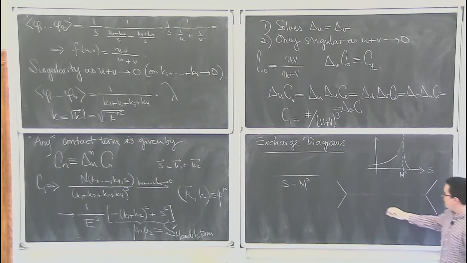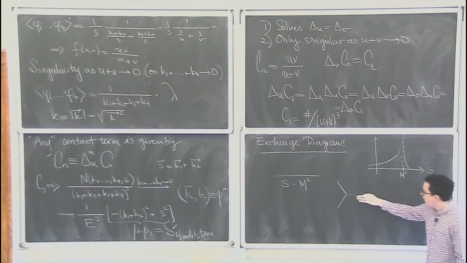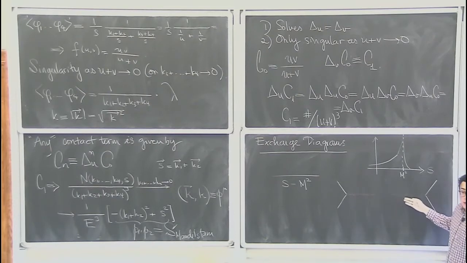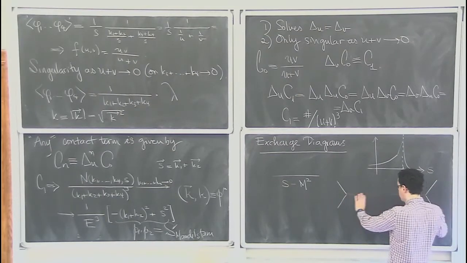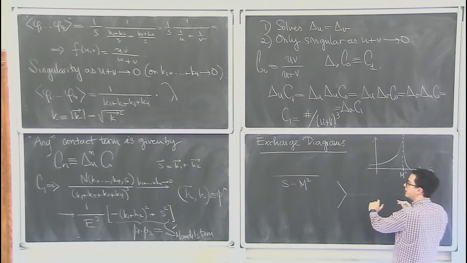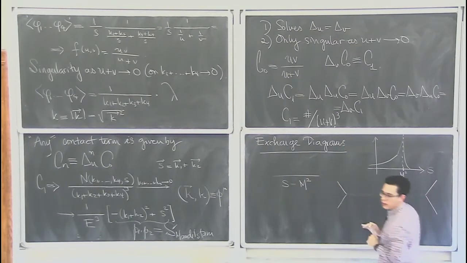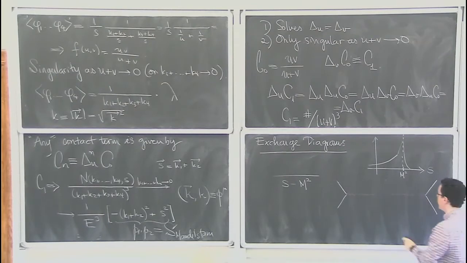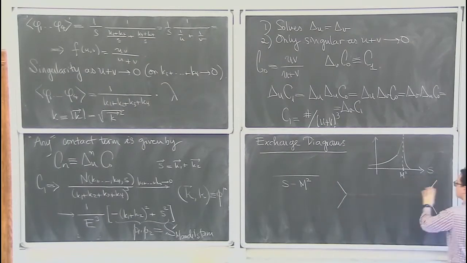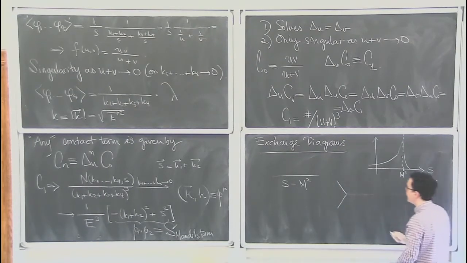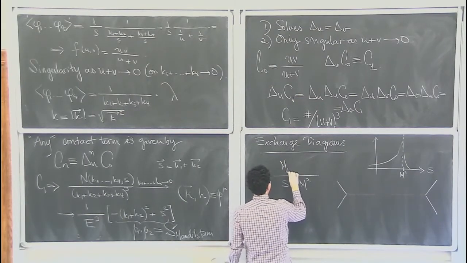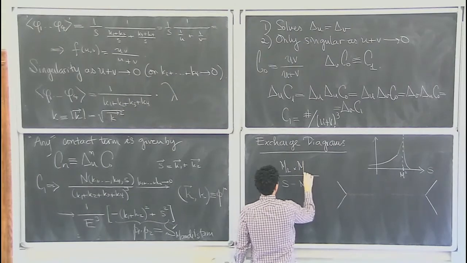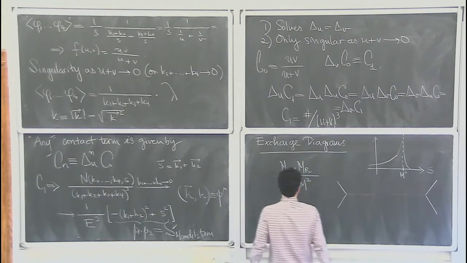So what does it mean? It means that when you're sitting on the pole, the amplitude better factorize, okay? Because you're giving arbitrarily long distance for this new state to propagate. So the residue at the pole must be related to 3-point scattering amplitude. So you should get 3-point scattering amplitude on the left times 3-point scattering amplitude on the right.